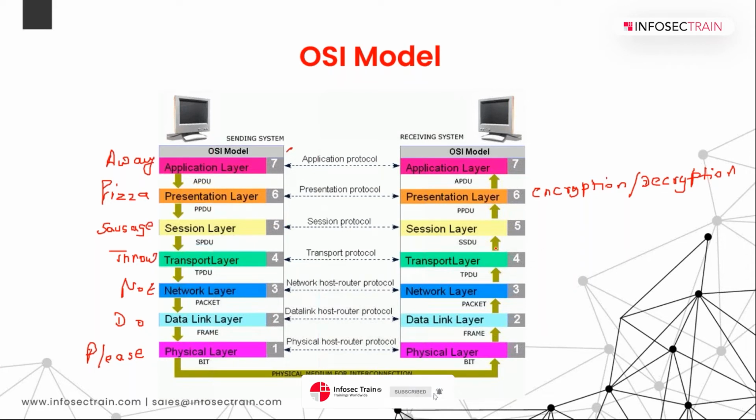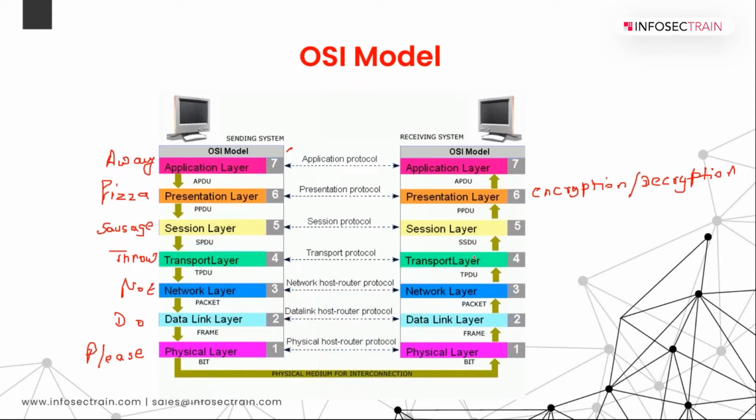Then the 5th layer is the session layer. In the session layer, the session is started. Let's say we want to send an email to our HR or our boss. So what we do? We write a mail and send it. What's happening over there? A session is created between you and the Gmail server. Then the Gmail server creates a session with your receiver. Your receiver will get the mail. So that's how things work.